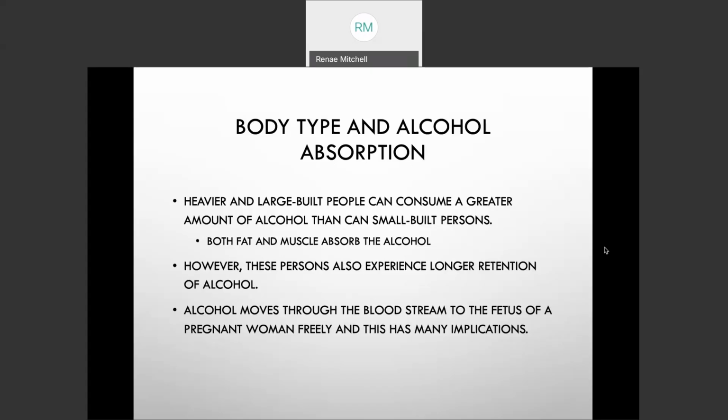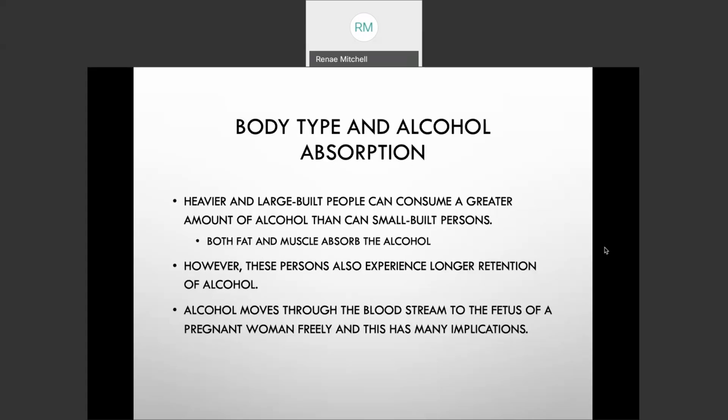The tricky part about this is that people with more fat and muscle also experience longer retention of alcohol, meaning it doesn't eliminate from their body as fast as people with less amounts of fat and muscle. So it doesn't just affect absorption, but it also affects elimination.